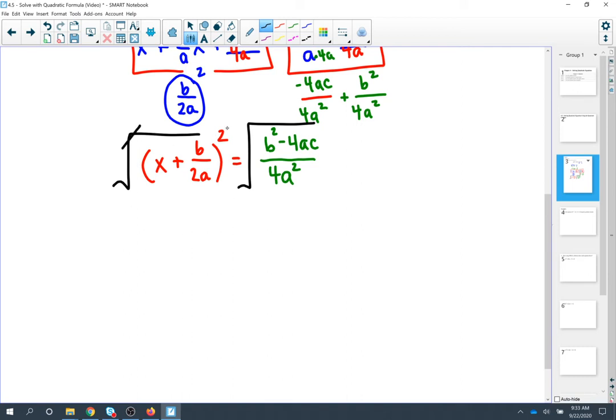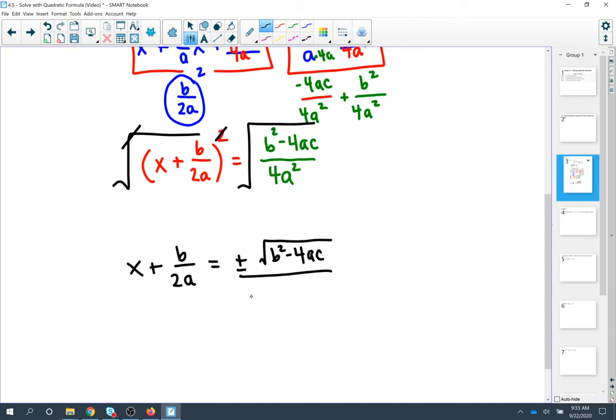Over here, the square root cancels the squared, and we have x plus b over 2a equals. The next thing I'm considering is I'm taking a square root. And keep in mind, when we do this, we actually have two answers. We have a positive version and a negative version. So we're going to have plus or minus. I'm not going to write it as two separate equations. I'm going to keep it together. And then I'm also going to write my square root as the square root of the numerator, which is b squared minus 4ac, over the square root of my denominator, which is 4a squared.